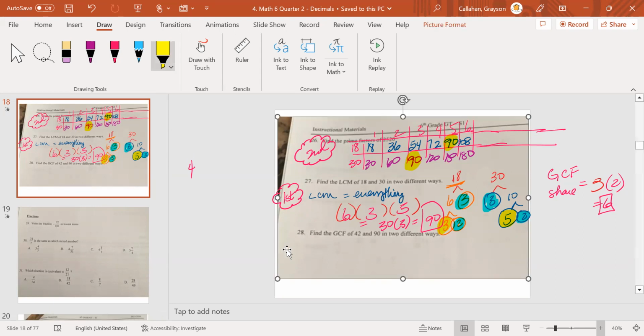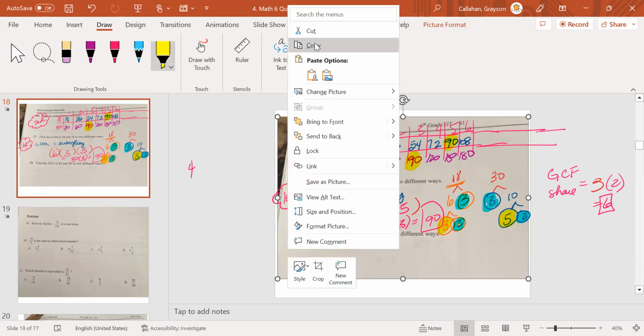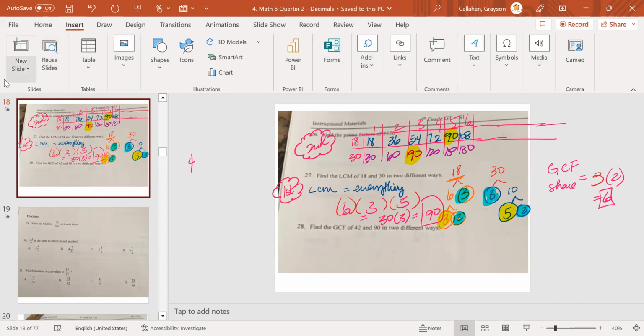Now let's take a look at number 28. You ready? Are you ready?